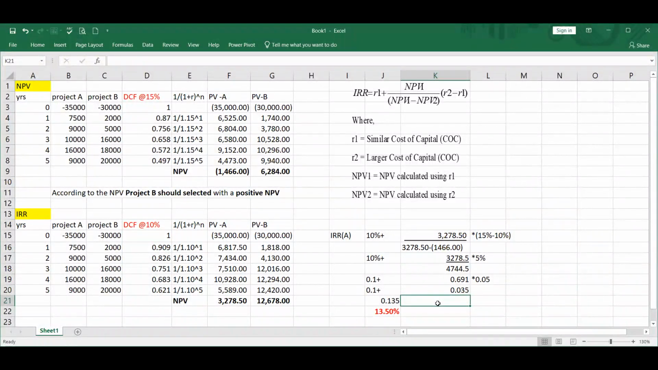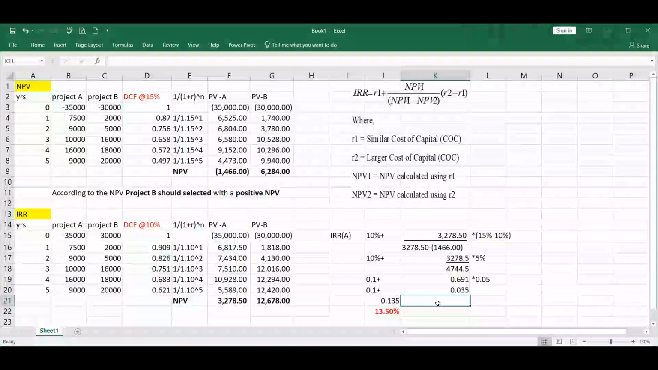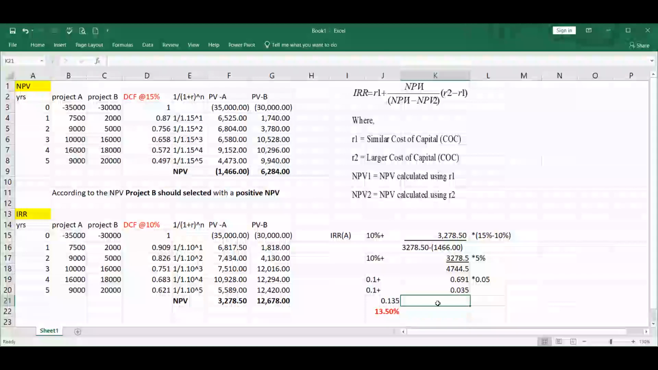But the range should be a minimum 5% difference and the maximum should be 10%. Without that, it's difficult to find the IRR. So you can take 30%, you can take 60%. Likewise, you can take the percentage, but it should be within the range of 5% change. If not, you can't get the exact figure.